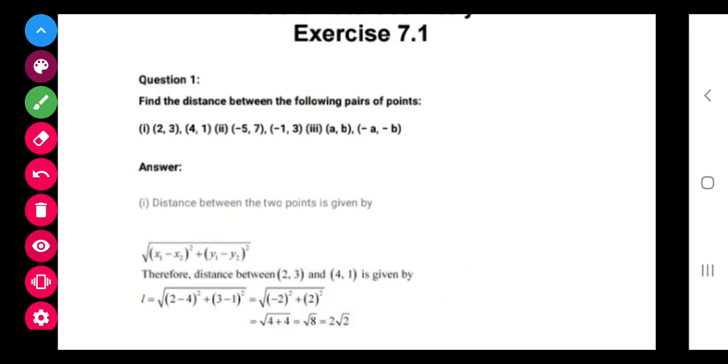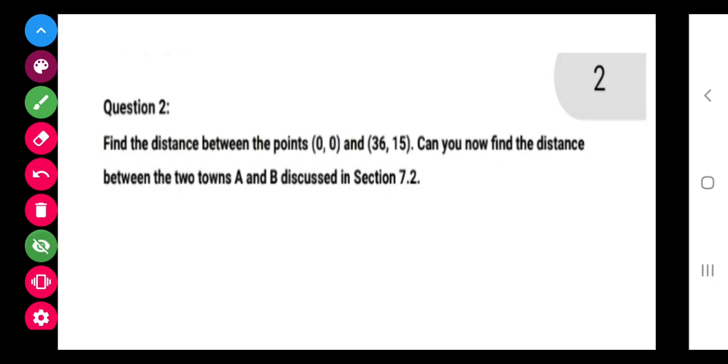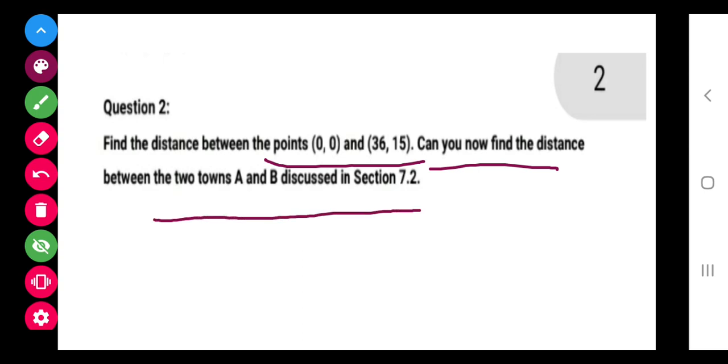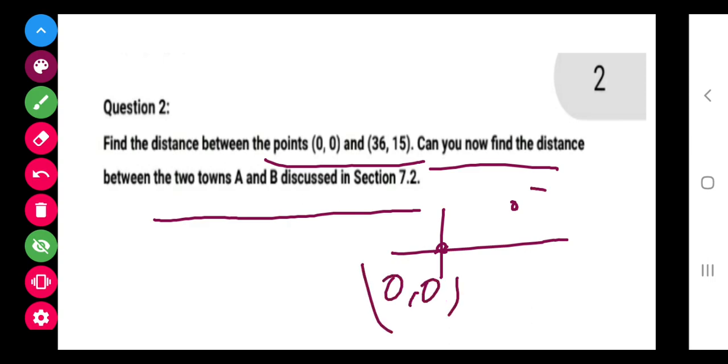Similarly, now the second question is there. It says find the distance between these two points. Can you now find the distance of town A and B discussed in section 7.2? There is a diagram in the book, 7.2. There you will see that one is the origin and another, B, is the other point. So this is 0, 0 and this is 36, 15. First we will get the distance formula of this, and after that they are asking can you find. Yes, we can find the distance, because A is located at the origin and B is located here.